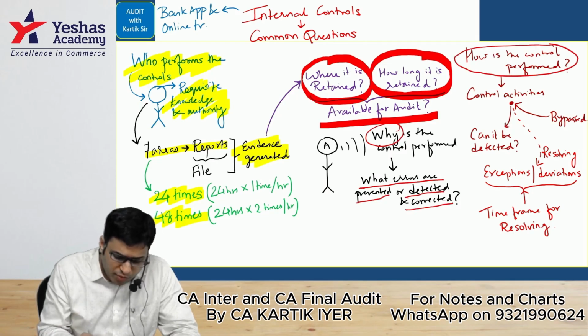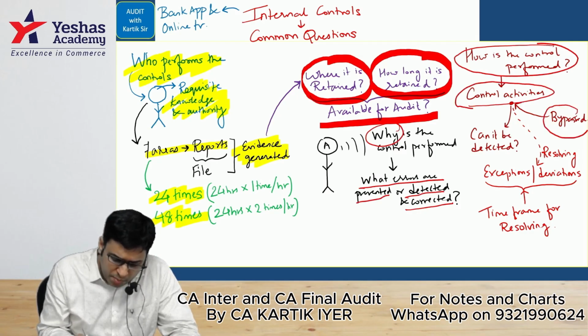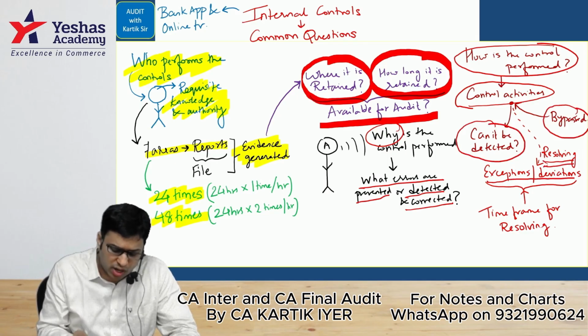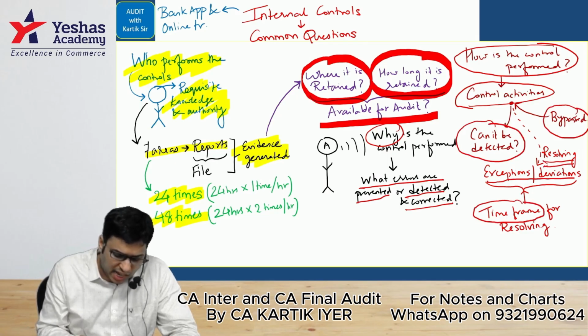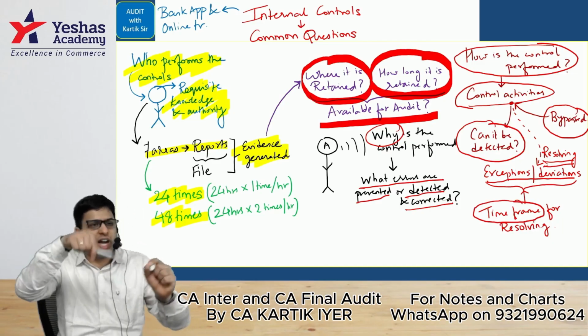How is the control performed? What are the control activities we saw? Then can these controls be bypassed? And if bypassed, can it be detected? What kind of exceptions or deviations are we resolving? How are they resolved? And what is the time frame for resolving? So you have to just follow the chart, simple flow.